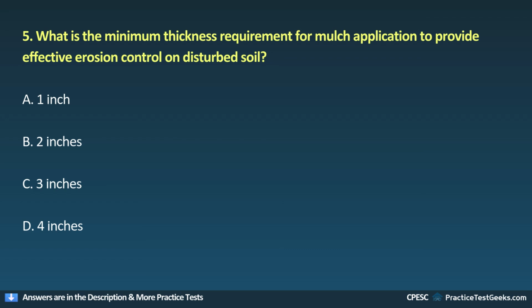5. What is the minimum thickness requirement for mulch application to provide effective erosion control on disturbed soil? A. 1 inch. B. 2 inches. C. 3 inches. D. 4 inches.